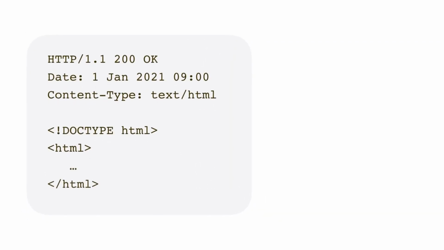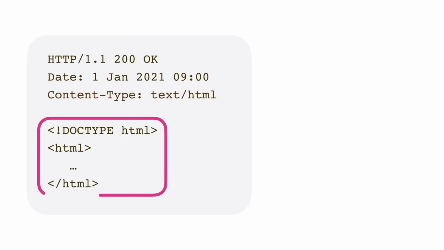Now, what is in the response? Here's a simplified example. On the first line, we see the version of HTTP protocol used, followed by a number which is the status code. 200 means successful or OK. Right below that, we can see the date and time of the response. Next, we can see the type of content the server is sending back to the client, in this case, text/HTML. And after that, we can see the HTML code or the HTML document that represents the homepage of CodeWithAsad.com. Of course, the actual HTML code is way longer.